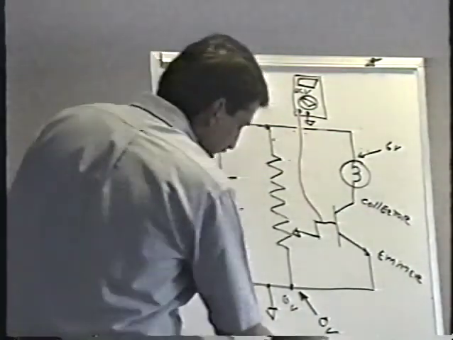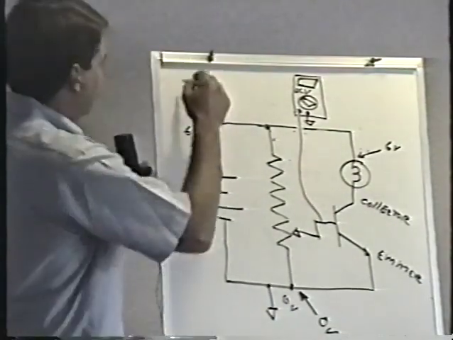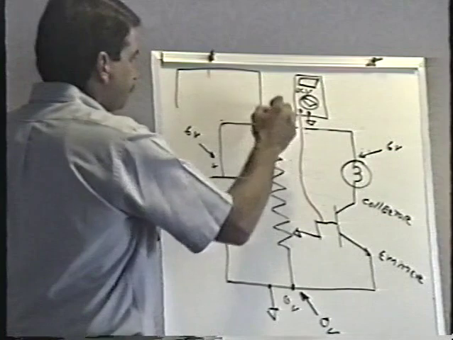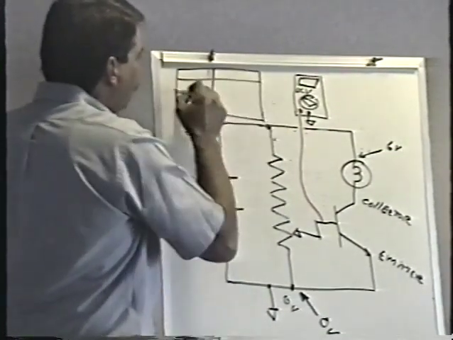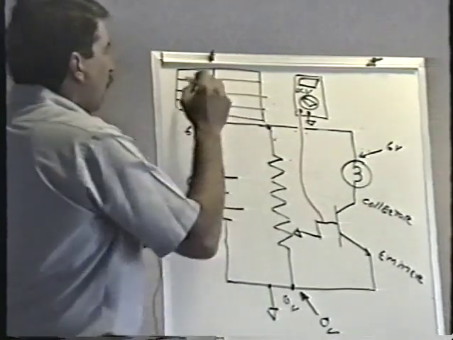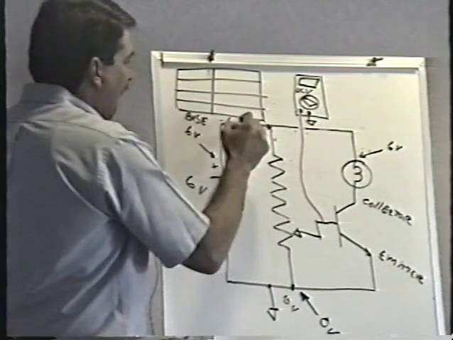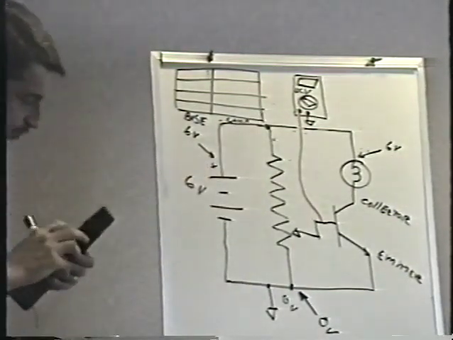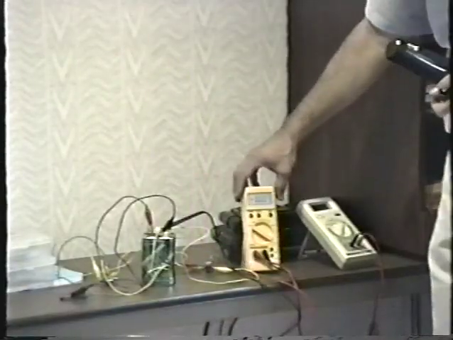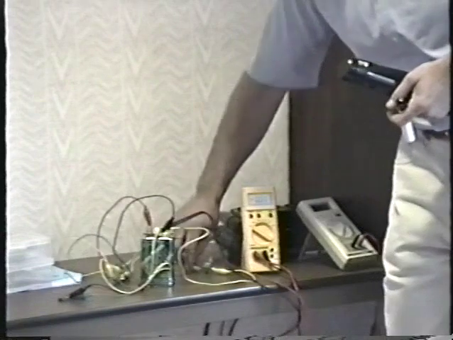Okay, let's see what happens here. I'm going to draw a little chart up here where people can see it. And we're going to take a look at what the base voltage is doing, and this other side will be what the lamp is doing at the time. Right now, the meter is showing me 0 volts. Here's the lamp.